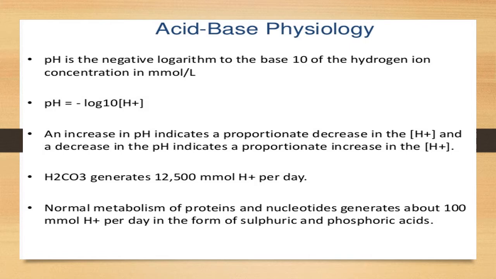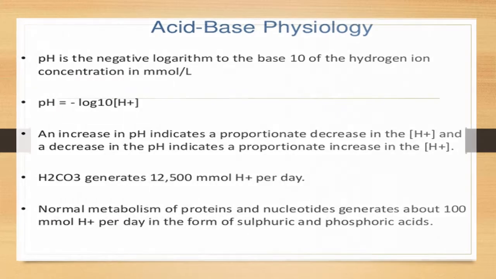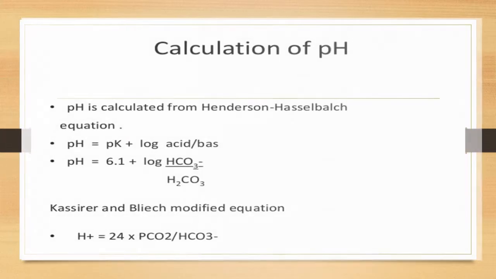H2CO3 generates 12,500 millimole hydrogen per day. Normal metabolism of proteins and nucleotides generates about 100 millimole hydrogen per day in the form of sulfuric and phosphoric acids.